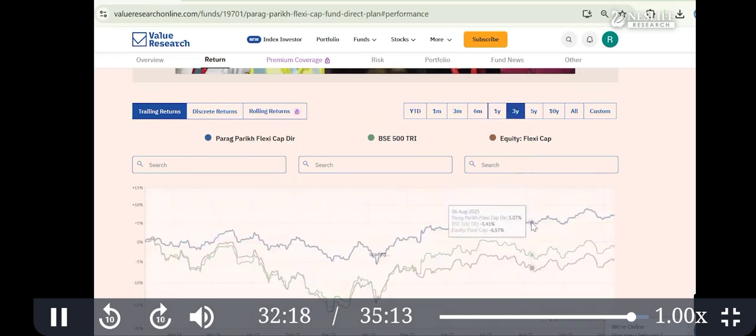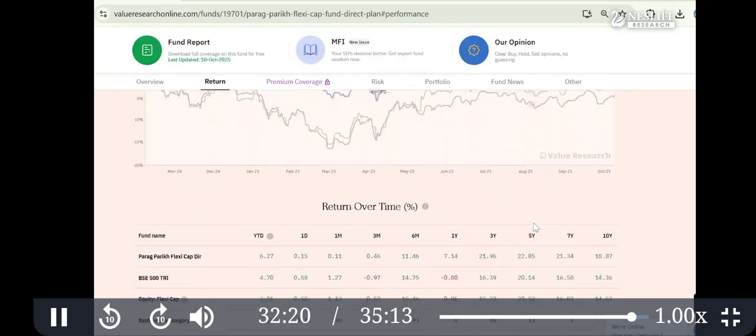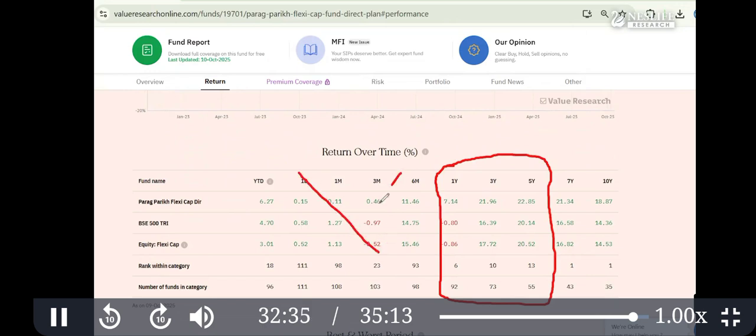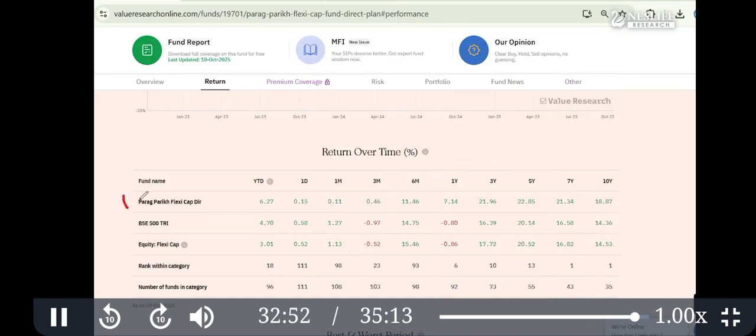This is the 1 year trailing return. If you see the 3 year data, this is return over time. So 1 year, 3 year, 5 year. We use these three to assess mutual fund performance. These others are not required. Too much is not required. Even this is not required. Why? Because this is too old data where SEBI categorization was not appropriate. So focus on 5, 3, 1.